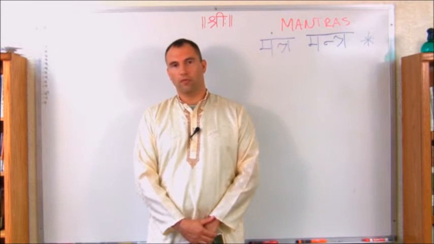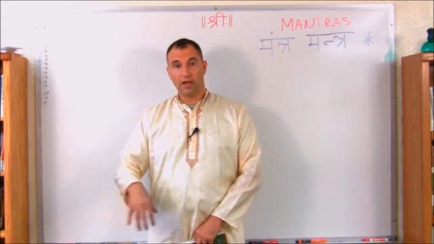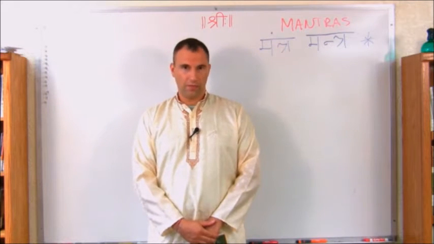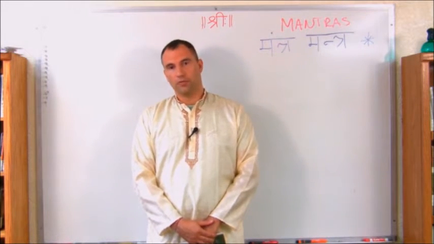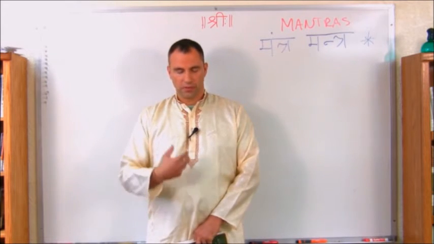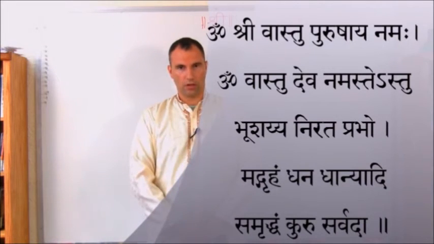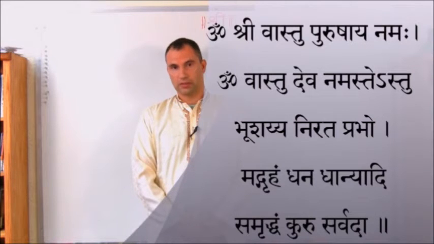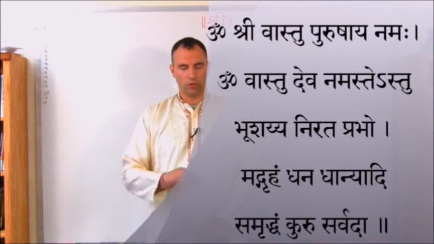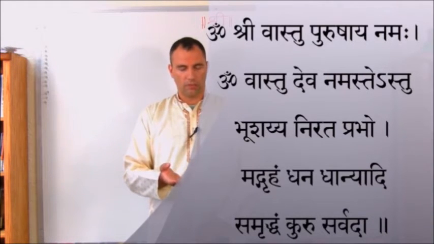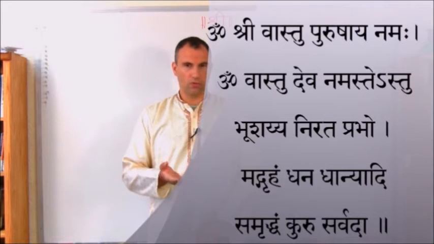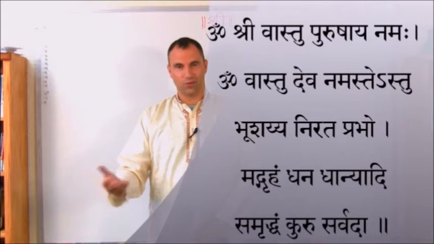Now, this is a mantra for helping to relieve vastu dosha, problems or defects in your home space. So the first one is simply paying obeisance to Vastu Purusha. Om Shri Vastu Purushaya Namaha. Then the longer one goes like this. Om Vastu Deva Namastestu Bhushayannirata Prabhu Madgraham Dhanadhanyadi Samridham Kuru Sarvada. Om Shri Vastu Purushaya Namaha.